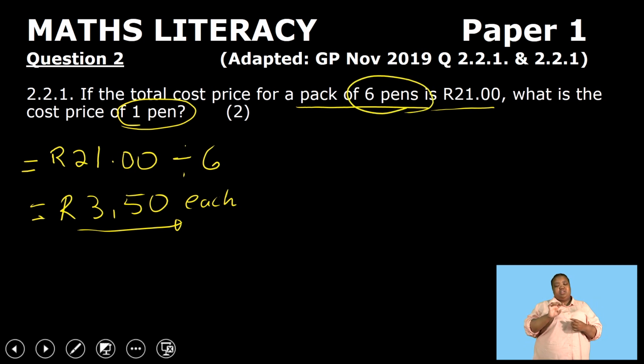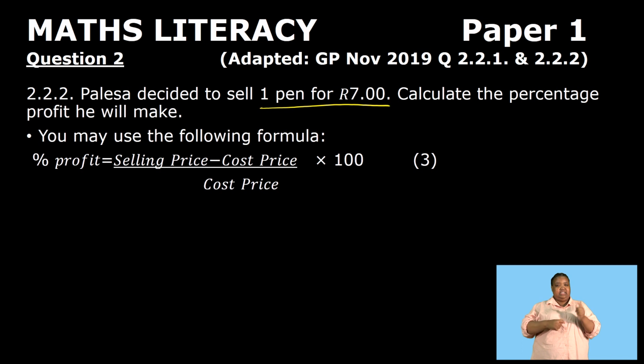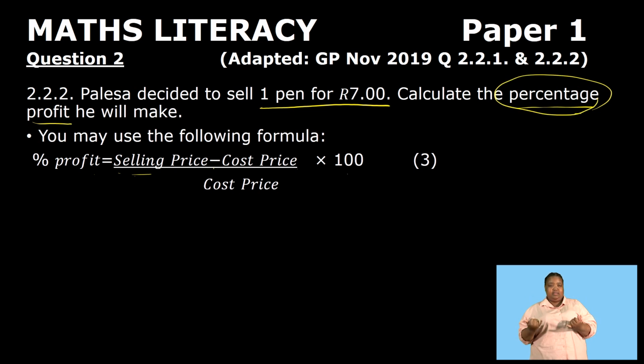Then we move on to the next question. Palisa decided to sell 1 pen for 7 rand. Calculate the percentage profit he will make. Now we are given the formula here. It says the percentage profit is the selling price minus the cost price, all being divided by the cost price. And because we are looking for a percentage, we are going to multiply this by 100.